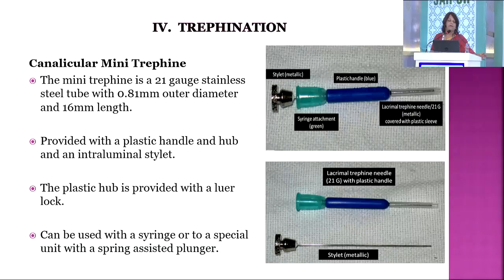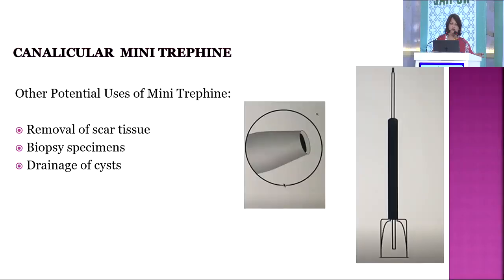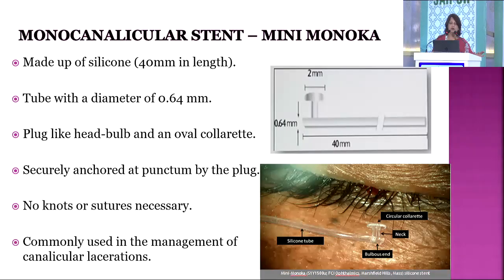This is a mini trephine which is available. It is a 21 gauge stainless steel tube of 16 millimeter length. It has a plastic handle and a hub and an intraluminal stellate, and it can be used with a syringe also. It has other uses also.